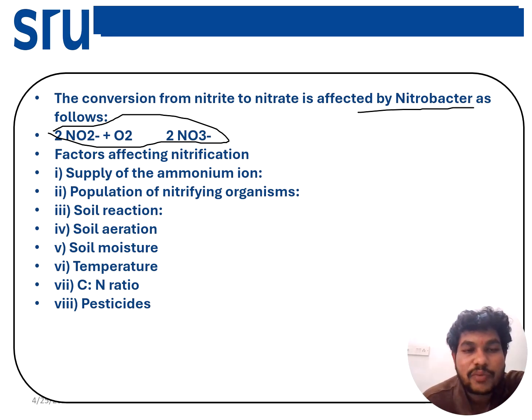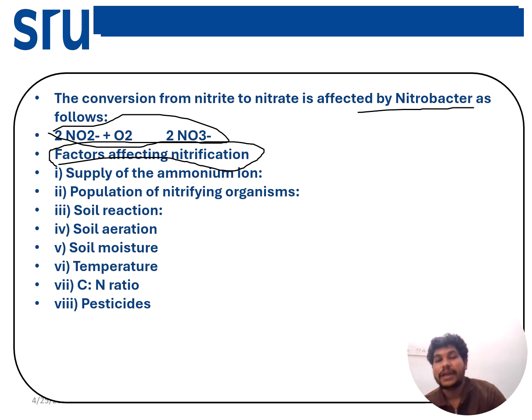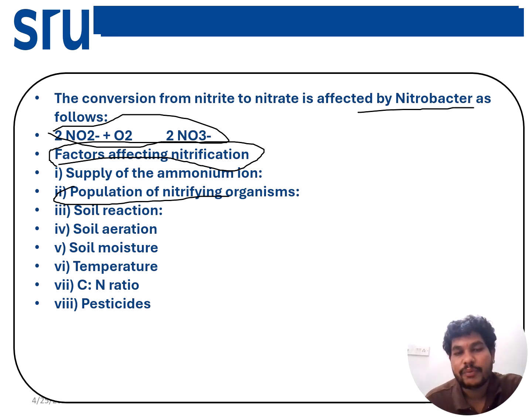And which factors are responsible for nitrification, or which factors should we consider so the nitrification rate will get increased? The first one is the source, that is NH4. The more the mineralization or the more the ammonification, the nitrification rate will get increased. So the source is important. Then the population of the nitrifying bacteria: the more the organic matter, the more nitrifying bacteria will be present.